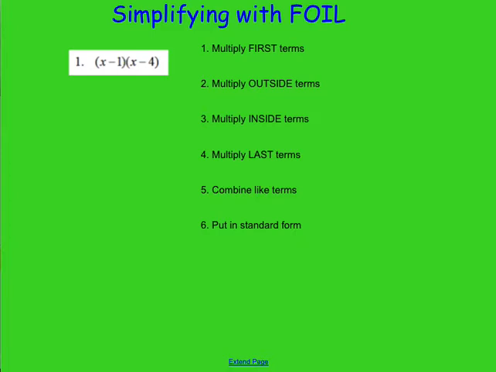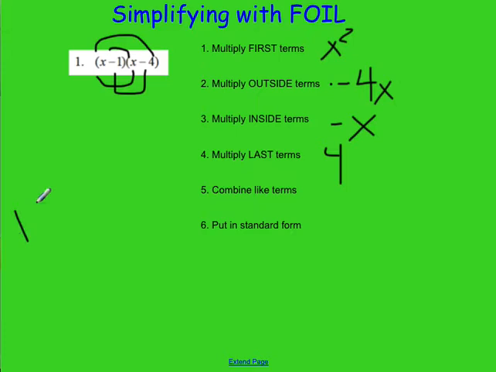The first thing we're going to do is multiply the first terms. So we're going to take x times x, which is x squared. Then you're going to multiply the outside terms. So I'm going to take x times a negative 4, which is a negative 4x. Then I'm going to multiply the inside terms, which is a negative 1 times x, so that's a negative 1x, or we can also just write that as a negative x. Then multiply the last terms, which is negative 1 times negative 4. Now that's going to be a positive 4.